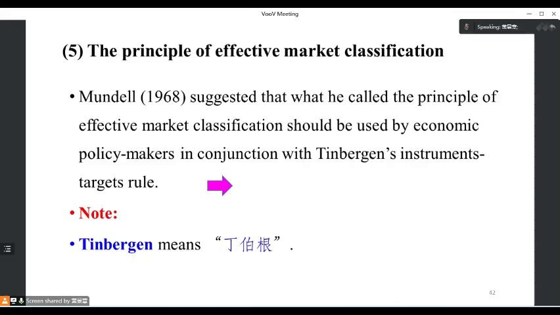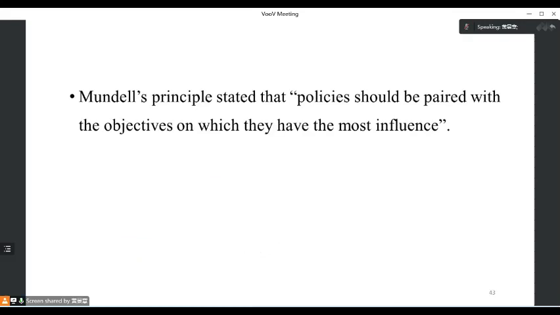that Mundell suggested that what we call the principle of effective market classification should be used by economic policymakers in conjunction with Tinbergen's instrument target rule. Let's go on. Mundell's principle states that policies should be paired with the objectives on which they have the most influence.